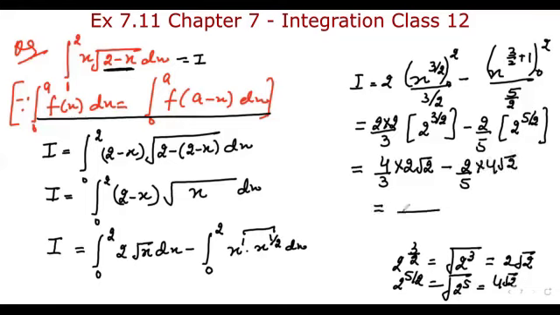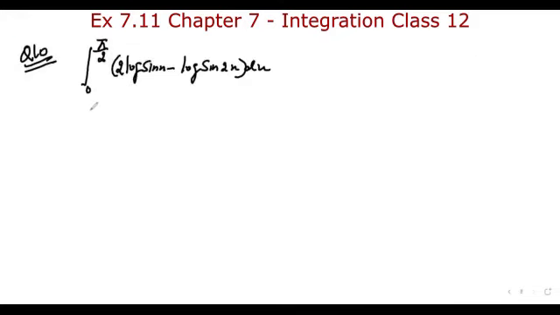Now if I take the LCM, it will be 15, right? So it will be 5 into 4, 20 into 2, 40 root 2. Minus 3 into 2, 6 into 4, 24 root 2. So this will be 16 root 2 upon 15. That is the answer.